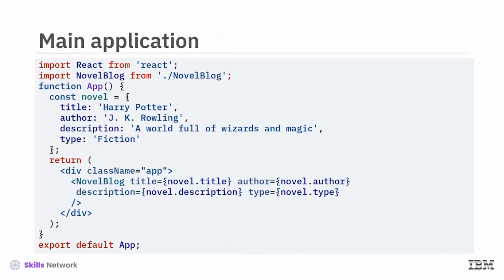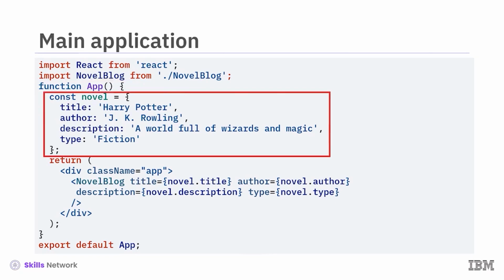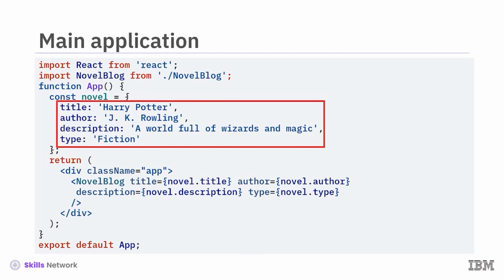Then finally, you will see the main application component code here. Let's walk through it. You import the components into the main app component, where you define the app function and compose them to create the front end. You create an instantiation of the novel component with appropriate data for the title, author, description, and type components.